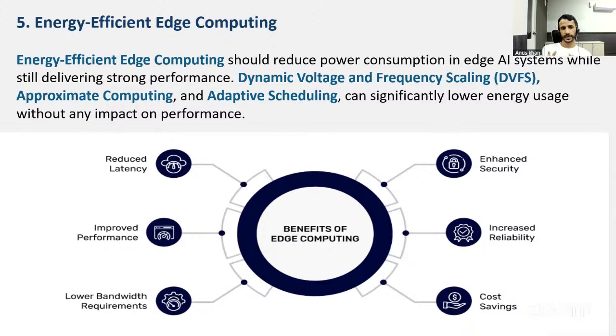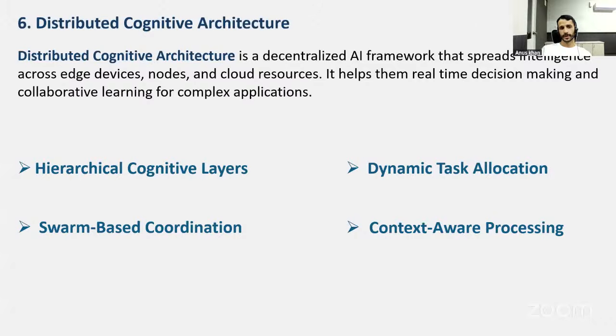Moving to the key points, what we can achieve: we can reduce latency, improve performance, lower bandwidth requirements, enhance security, increase reliability, and save cost. These are the key benefits we can achieve using energy efficient edge computing. Moving to the next slide, distributed cognitive architecture. Distributed cognitive architecture is a decentralized machine learning framework that spreads intelligence across devices, nodes, and cloud resources. It helps real-time decision making and collaborative learning for complex applications.